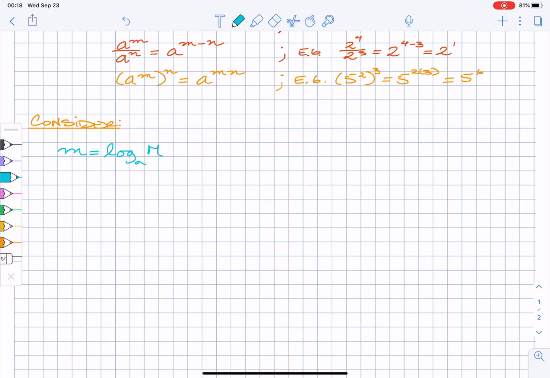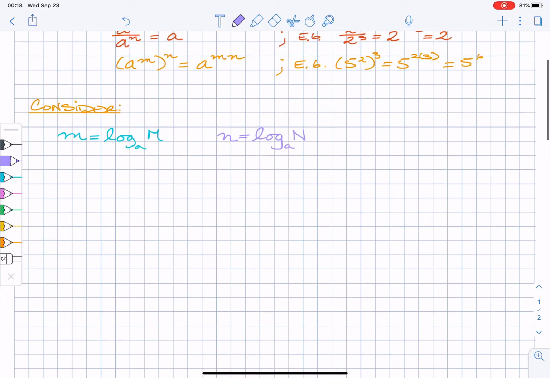Let's consider the following. Let little m be equal to log base a of capital M. Anyways, little n is equal to log base a of capital N. Okay, so let's define m and n as logarithms, both base a, little m with an argument of capital M, and little n with an argument of capital N.